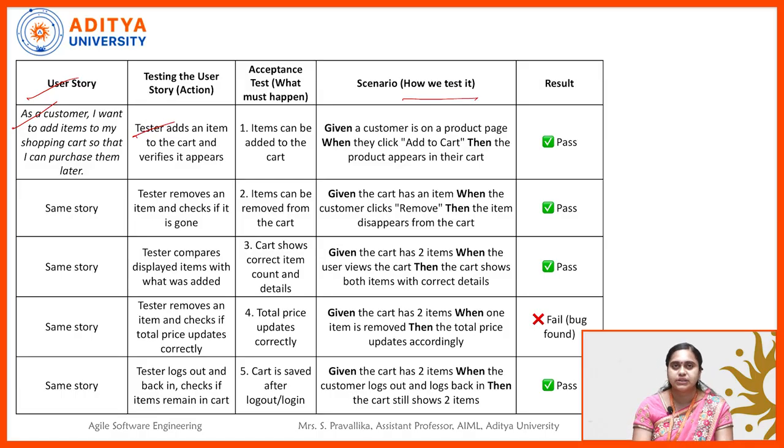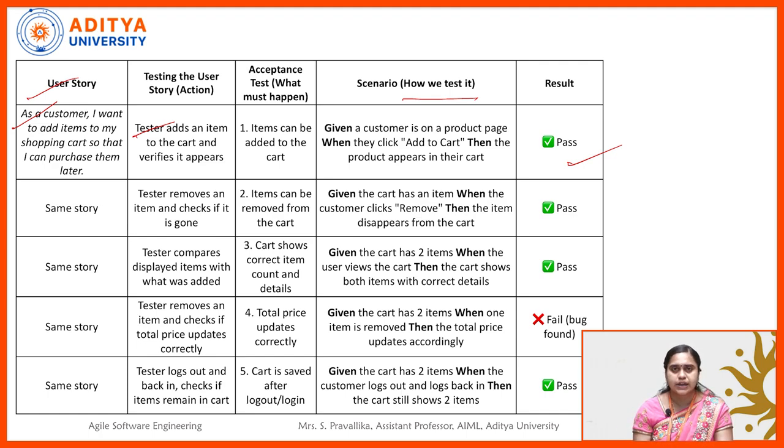So simply, given the customer is on a product page, he has selected some item and added it into the cart. We need to check whether that particular product is available in the cart or not. If the item is available, what is the result that we are getting? The result will be passed. The customer has selected some item, he added it to the cart, and the item is visible in the cart. So automatically the result is passed. So this is one scenario.